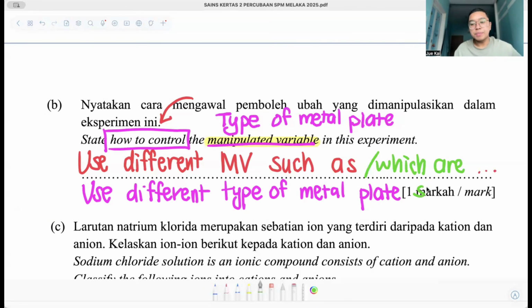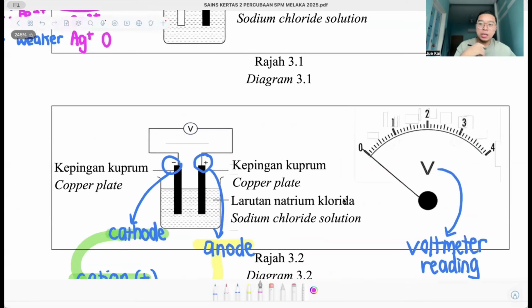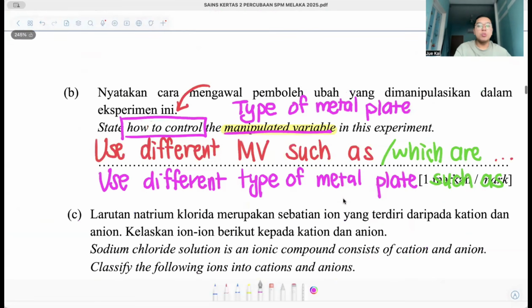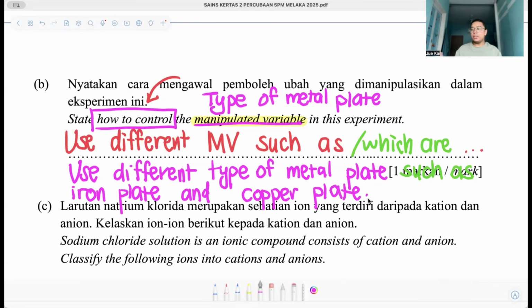Since I'm afraid that you are afraid, I use such as. Okay, such as what is the metal plate? If you don't know, look at the diagram. It will confirm give you one. So the first one we have iron, second one you have copper. You write down such as iron plate and copper plate. Done, 1 mark. Really easy mark. Okay?